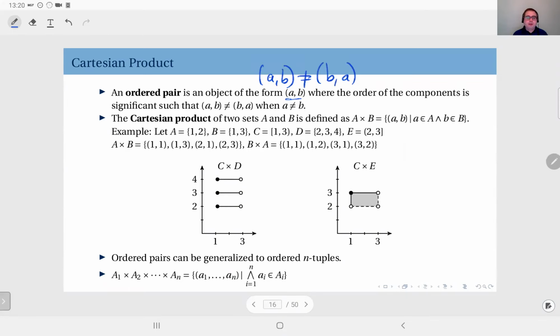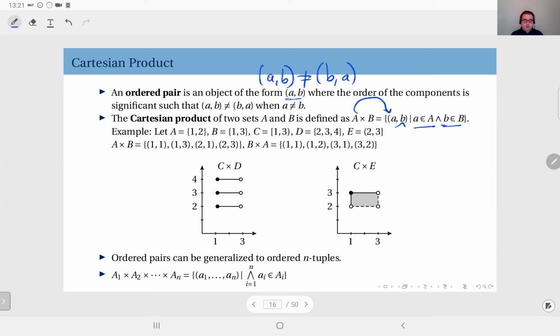So we have a pair such that the order you put the elements in is important. Now, the Cartesian product of two sets is the set of ordered pairs where you take the first element from the first set, and you take the second element of the ordered pair from the second set. And all possible such ordered pairs should be included in the Cartesian product. So this is defined as the set of ordered pairs (a, b), where a is an element in A and b is an element of set B.